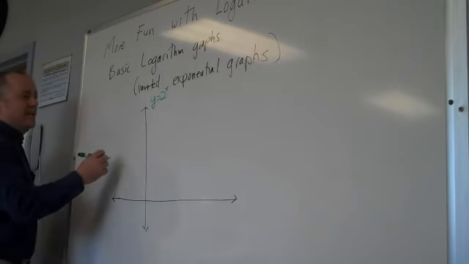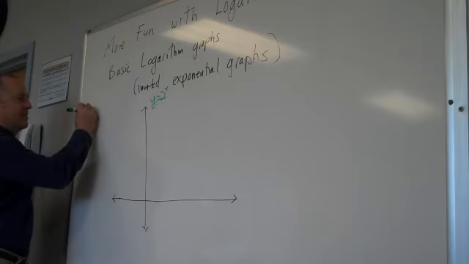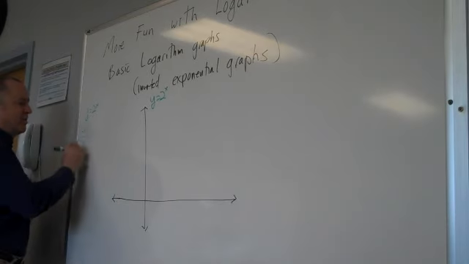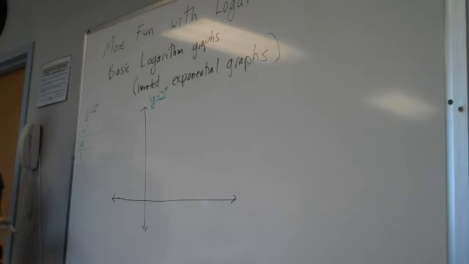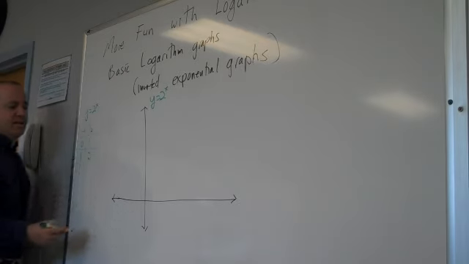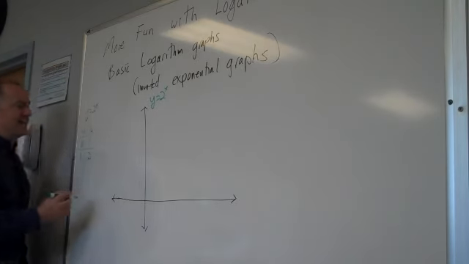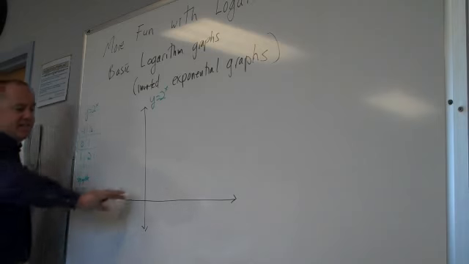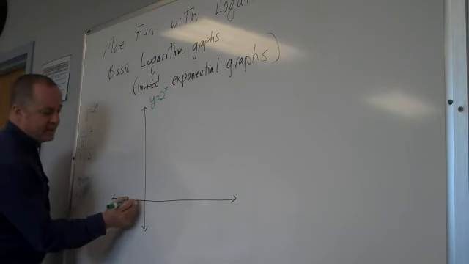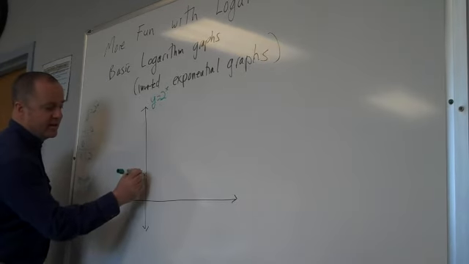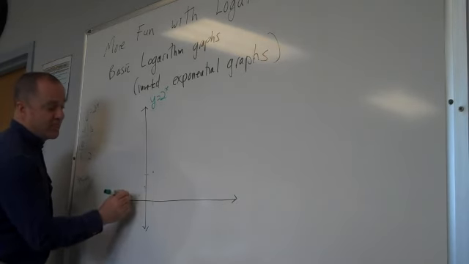What are my three interesting points going to be? Negative 1, 0, and 1 will be my x values. What will be my y values? 1/2, 1, and 2. Yep. So this is going to go here. What will my asymptote be? 0, the x-axis. The line y equals 0, which is the same thing as the x-axis. So that's my 1/2. Here's my 1. Here's my 2.